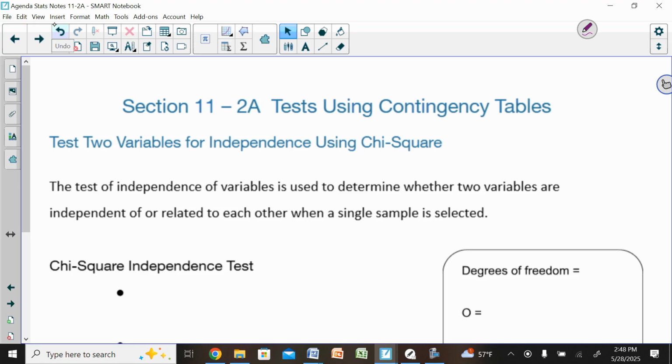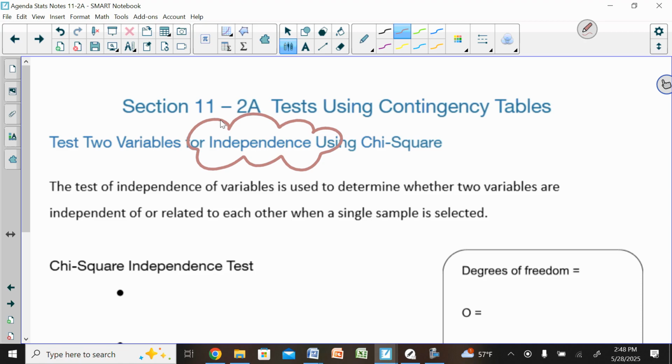We're going to take this in 2 days. So we're going to do tests using contingency tables. And today we're just going to test for independence. So we're still using our chi-square table and our test statistic, and we're testing 2 variables.